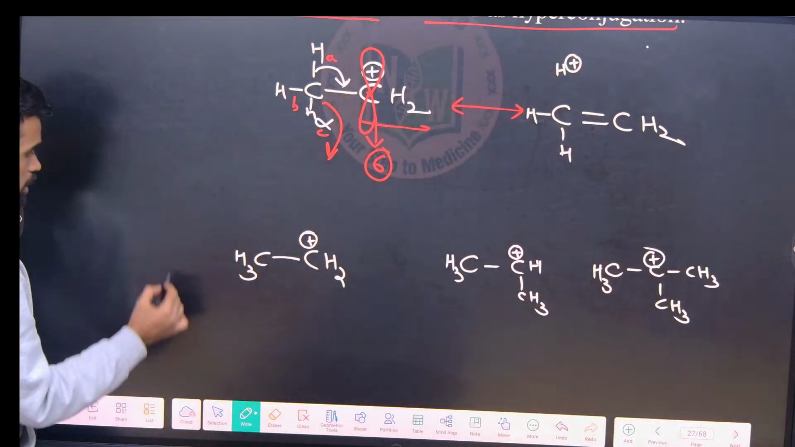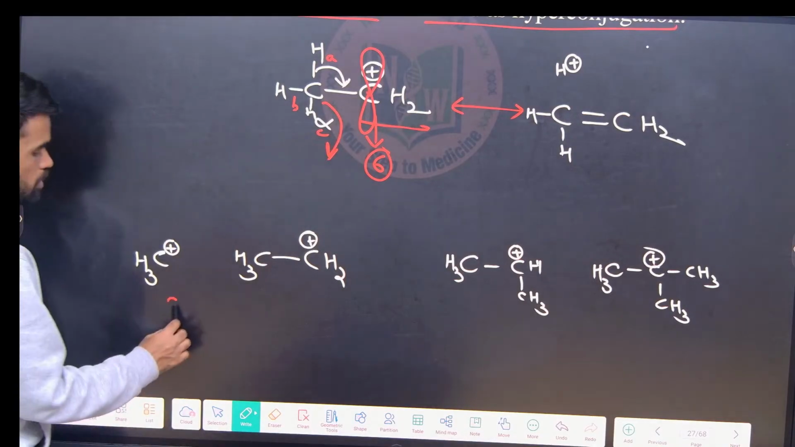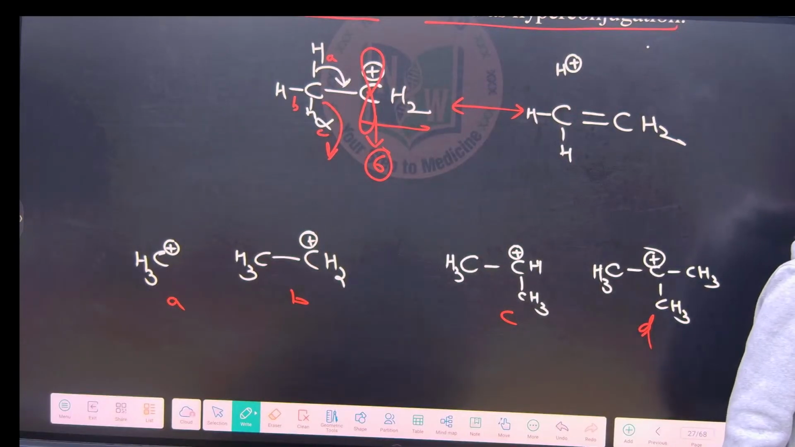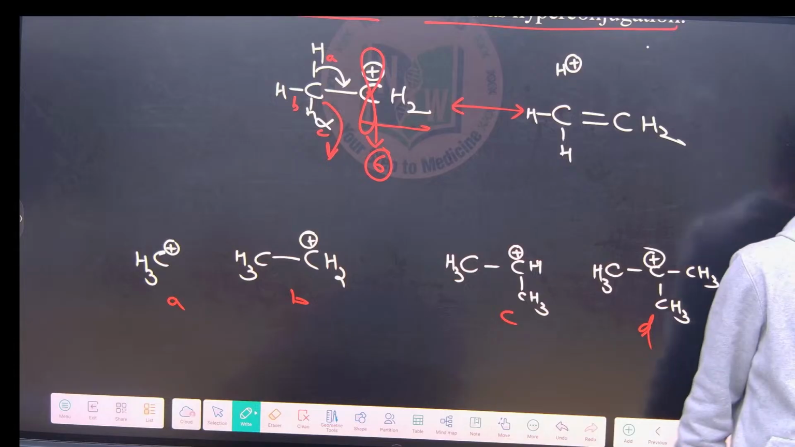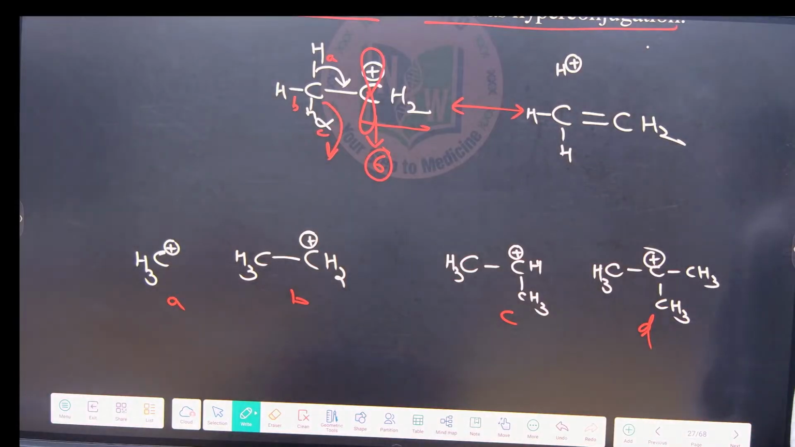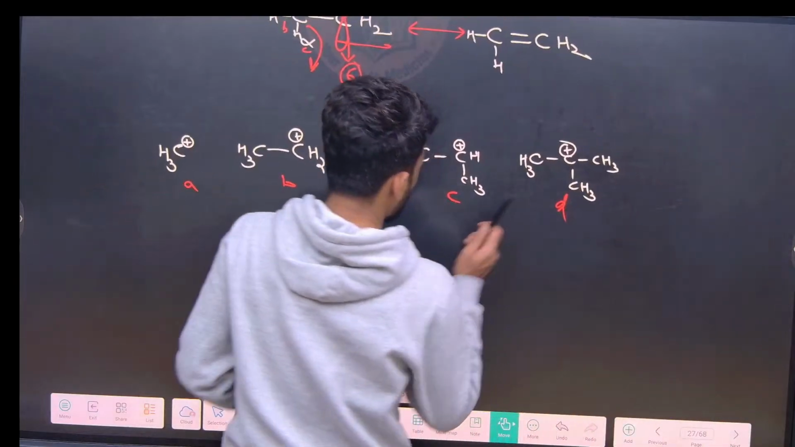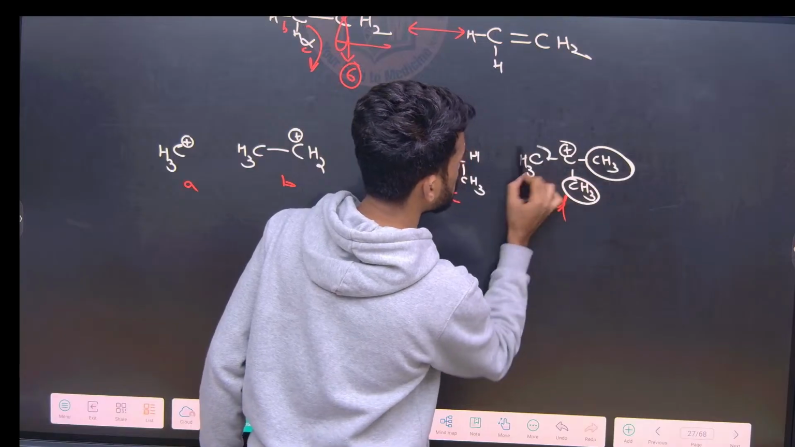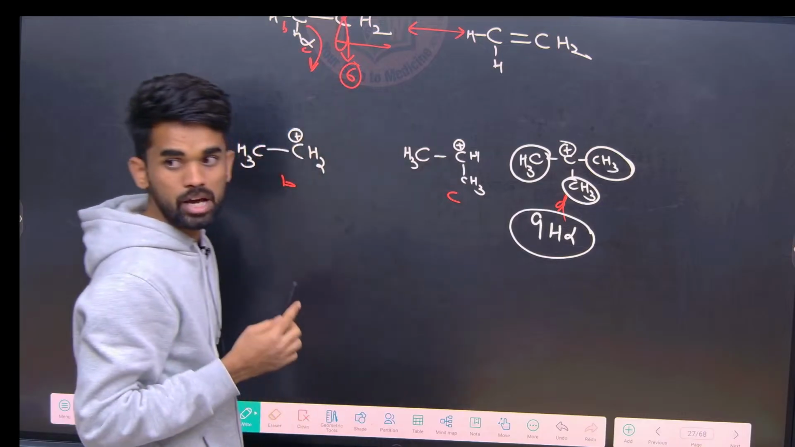So tell me, it's very easy. Yes, you can easily answer this. Tell me, which is more stable carbocation out of this A, B, C, D? D. Why D? Because CH3 three are there. How many alpha hydrogens are there in the fourth case? 9. See, this one is 3, 3, 3. Total 9 alpha hydrogens are there. So 9 times it can be stabilized by hyperconjugation.